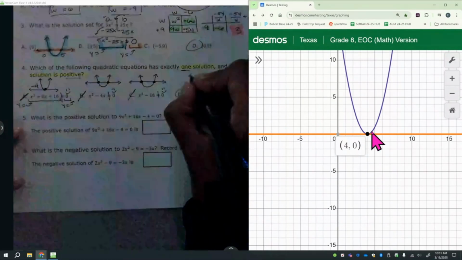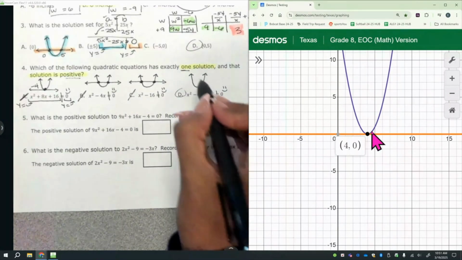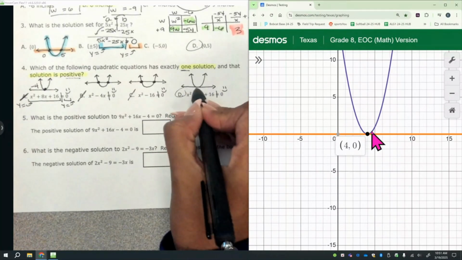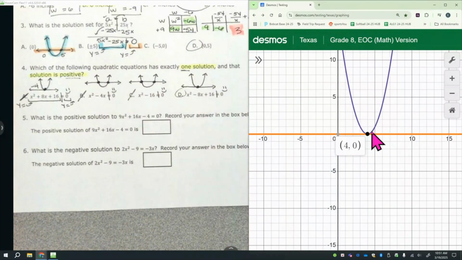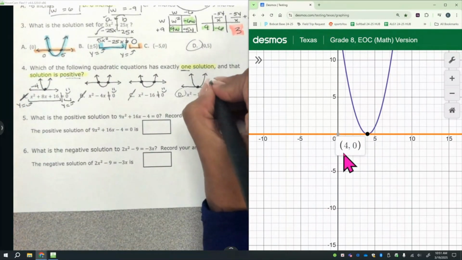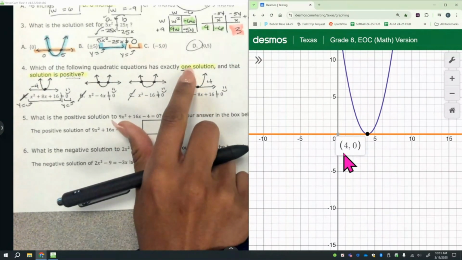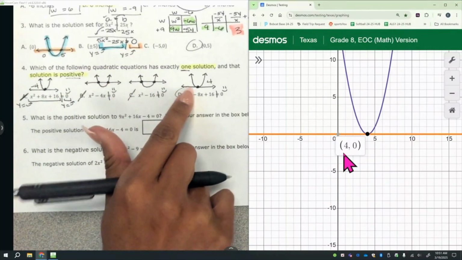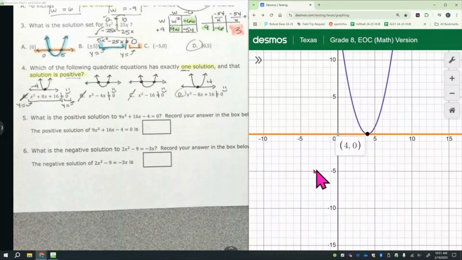So I want to draw that on my paper. And here is the line and what it looks like. And it touched 1 time. Now, when we click, where did it touch? It crossed at +4. So it does have 1 solution, check. And it's at a positive solution. So D is my answer.